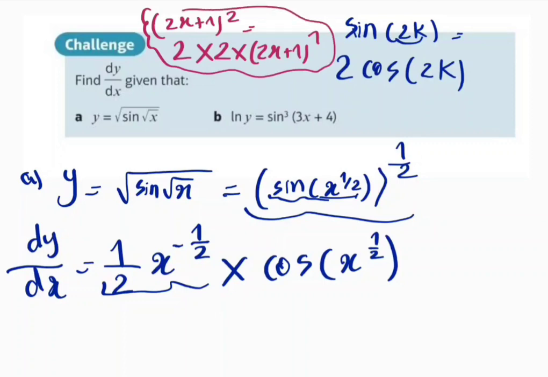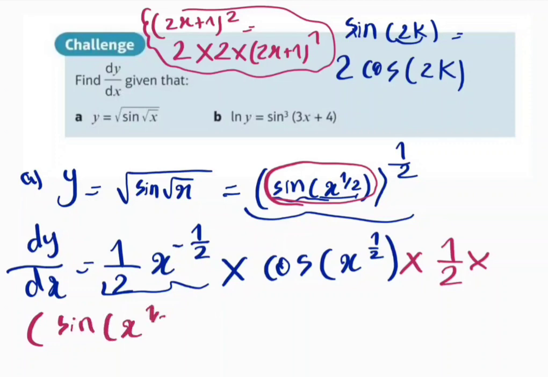And in this case, as I told you, we have kind of three differentiations. Now the third differentiation is that this whole thing to the power of a half. So of course a half comes down, and then we just need to write this bracket again. So sine of x to the power of half, and the power minus 1, which is minus a half, which is exactly the same as here. So now we've done all the differentiations, and we can simplify this.